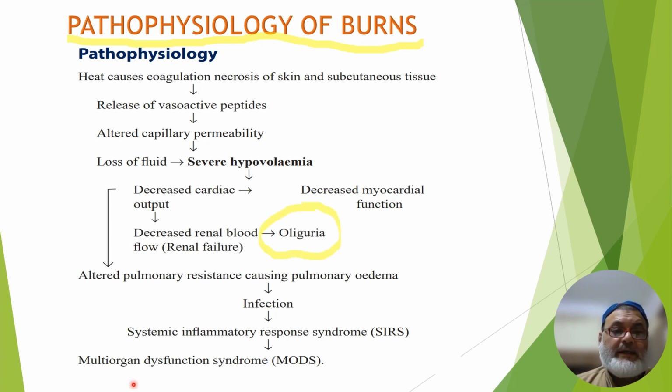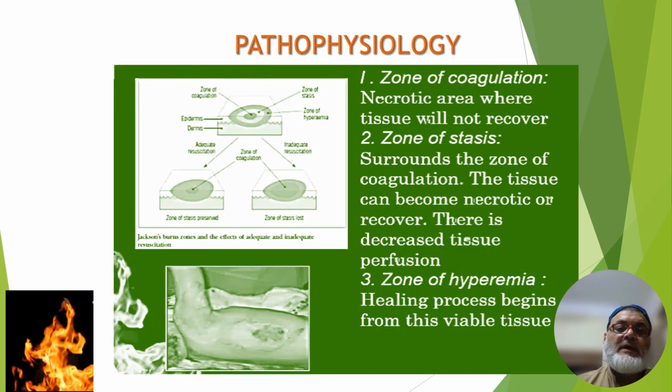Right? And there will be alteration in the pulmonary resistance causing pulmonary edema, and the patient can develop infection. In case of severe infection, there will be systemic inflammatory response syndrome and multi-organ dysfunction syndrome develops, which is a dangerous condition. So this was the systemic pathophysiology, and this is the local pathophysiology.